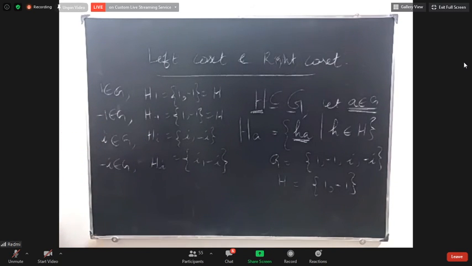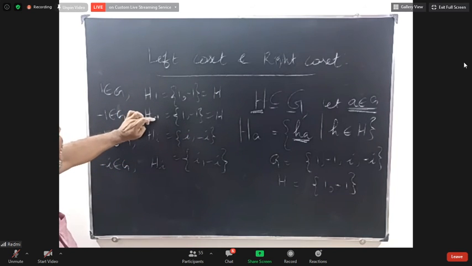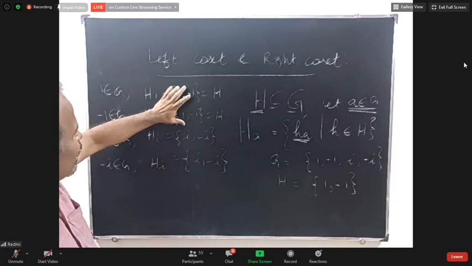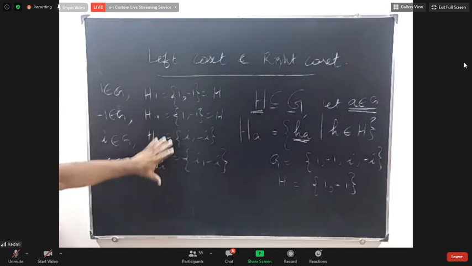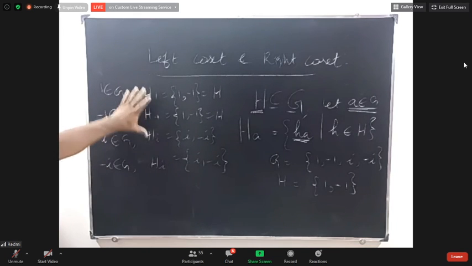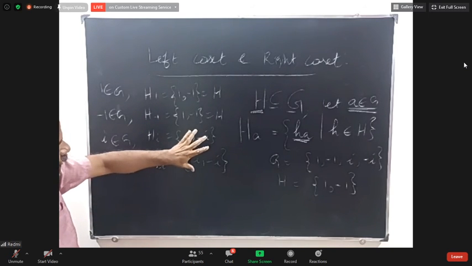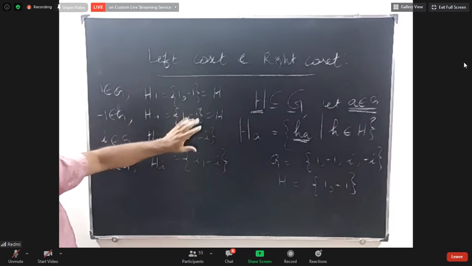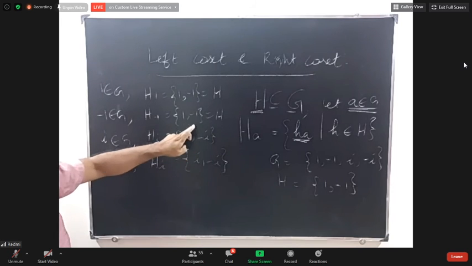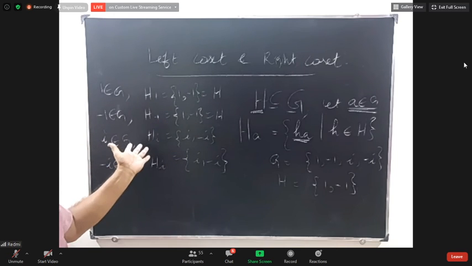Understood? Now you see that H1 is {1, -1} and H(-1) is {1, -1}, so H1 and H(-1) are both equal. Or you consider the other one, which is distinct. So no pair of right cosets has a common element. Either they are identical, totally equal, or distinct. So see that.